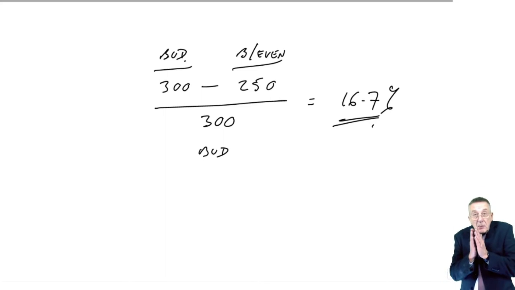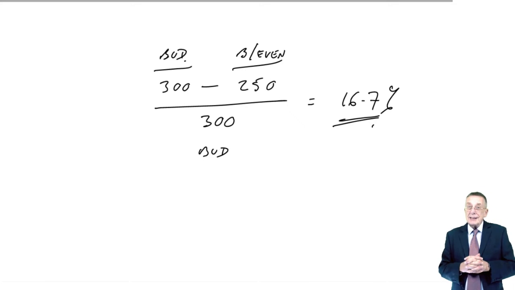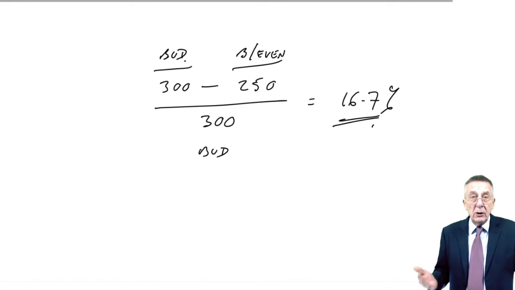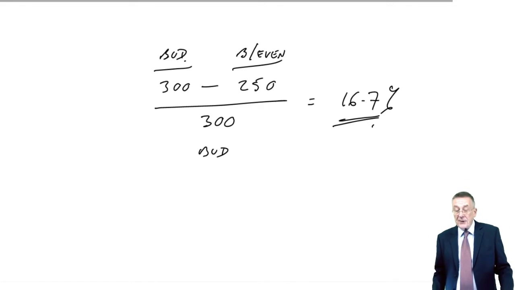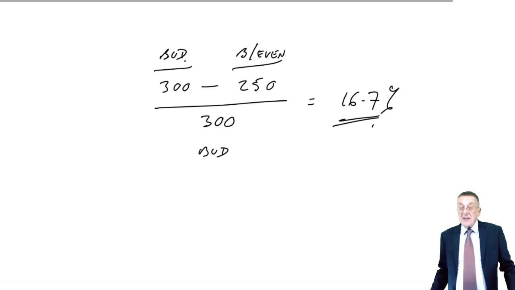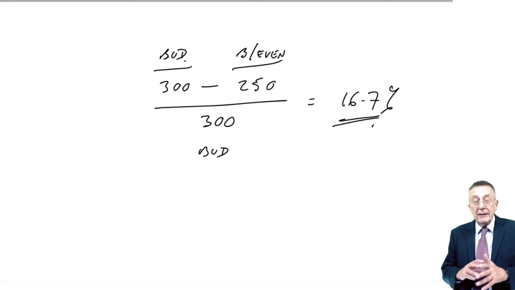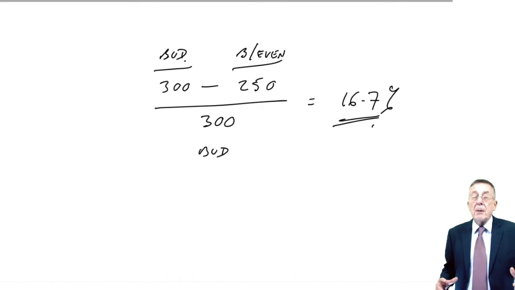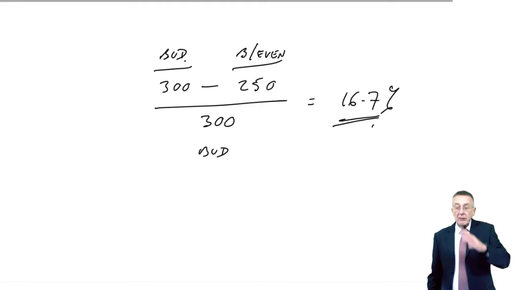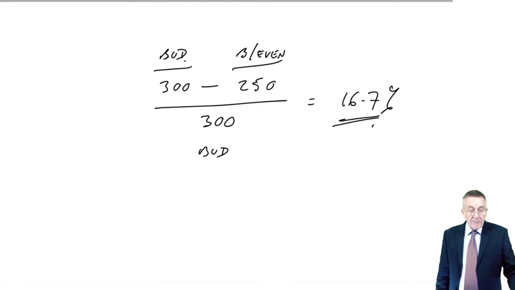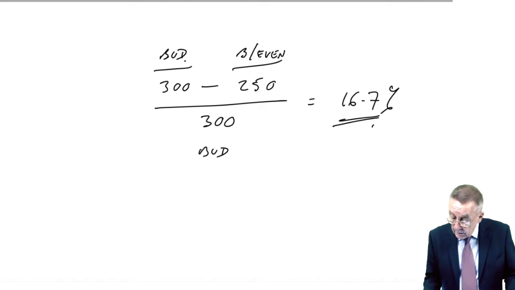And of course, the smaller that percentage is, the more risk that we will actually end up below break even and make a loss. The higher that percentage is, then even if our budget is wrong, it would have to be wrong by a much bigger amount before we were risking making a loss. All right, let's carry on a bit more.